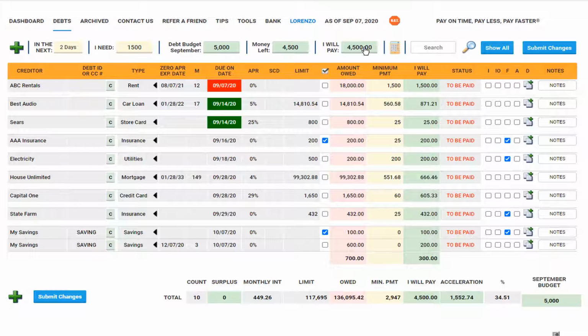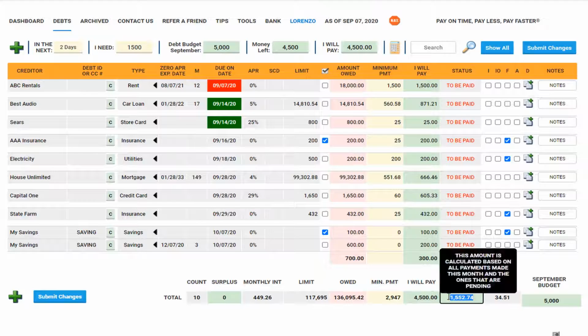Obviously we have kind of an equation here, which is the acceleration, the amount that we are paying on top of the minimum, so obviously this number could be reduced somewhat, up to $3,000, or even a few dollars less, and still be correct, still be possible, let's put it that way. But the important thing to understand is that the money left is the money left for the month.